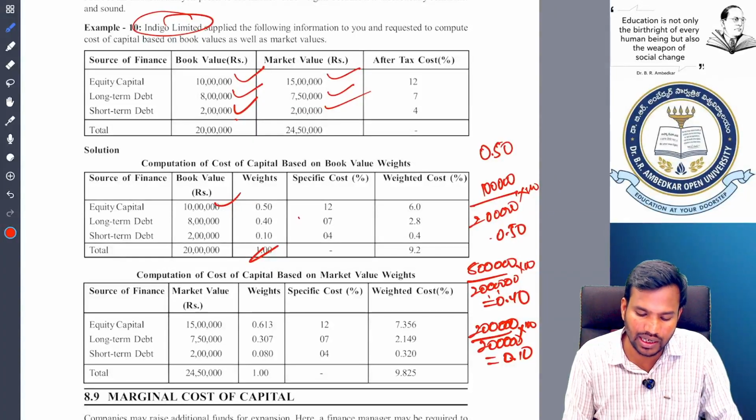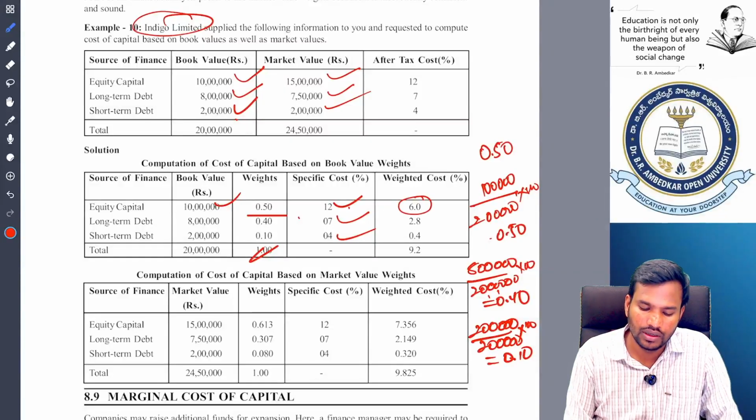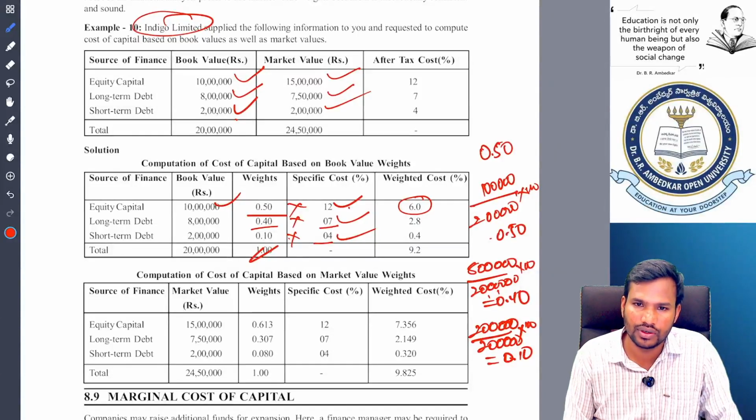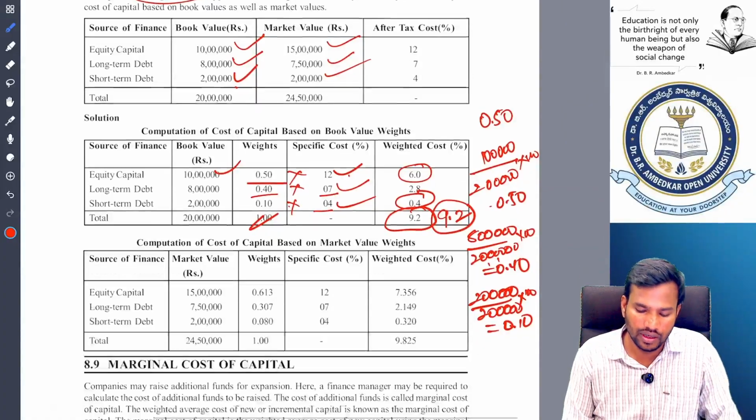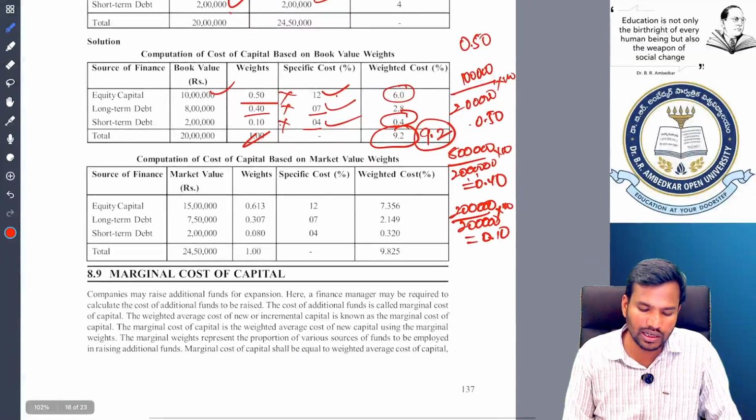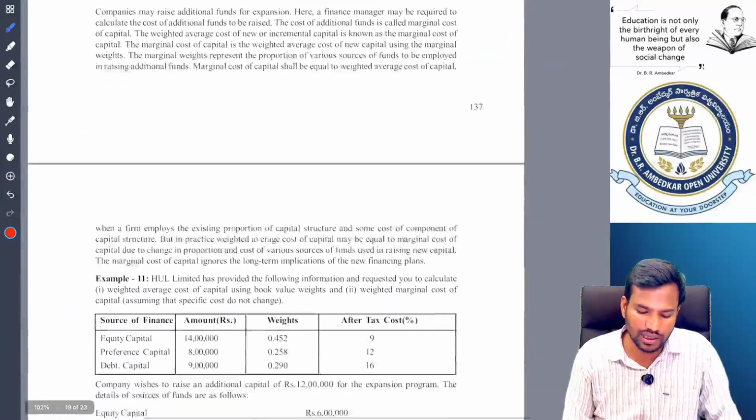These weights we have to multiply with the specific cost. The specific costs are 12%, 7%, 4%. 0.50 into 12 is 6, 0.40 into 7, and 0.10 into 4 is 0.4. The total weighted average cost of capital is 9.2. This is the way we have to calculate the weighted average cost of capital.